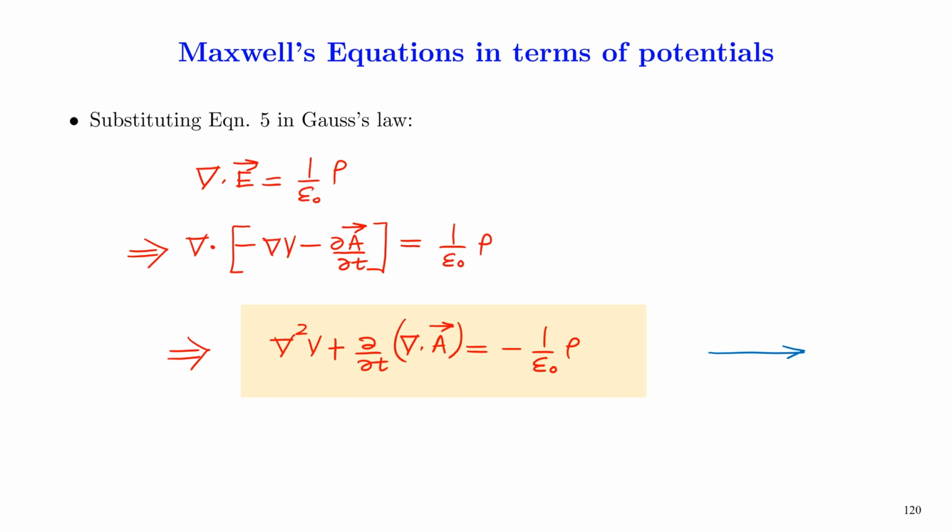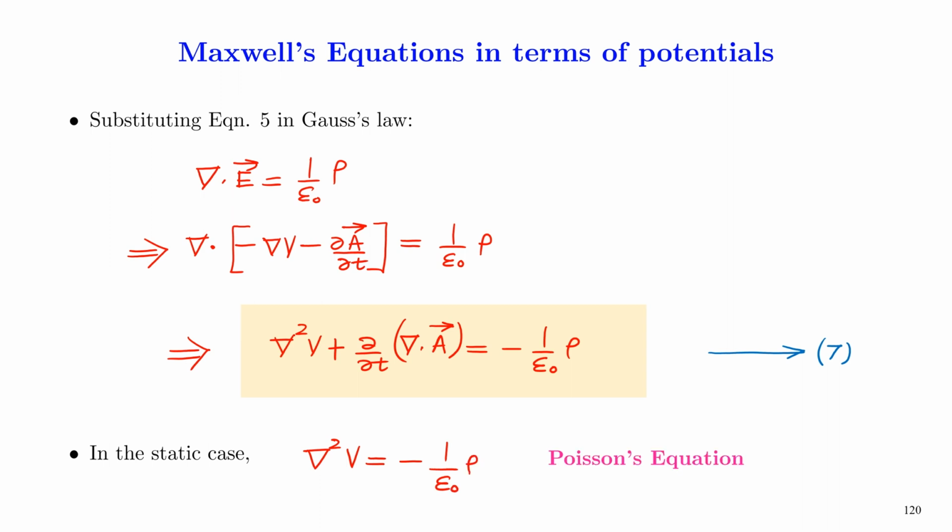So this is Maxwell's equation expressed in terms of the scalar and vector potentials. In the static case, we have the second term equal to 0. Therefore, del square V equal to negative of 1 over epsilon 0 times rho, which is a familiar Poisson's equation.